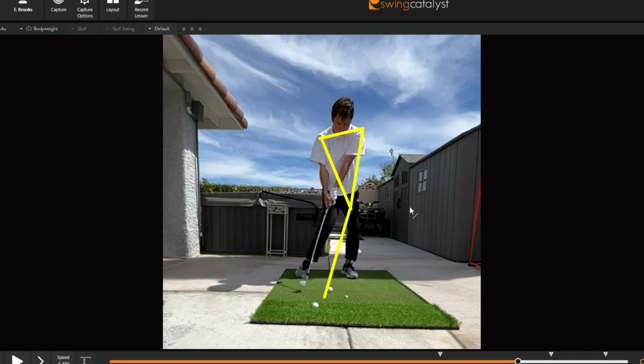So the issue doesn't necessarily lie as much in the setup, it is in the takeaway and understanding what stack and tilt is. You might have the stack, but you are missing the tilt. Look at this video I'm going to show you.